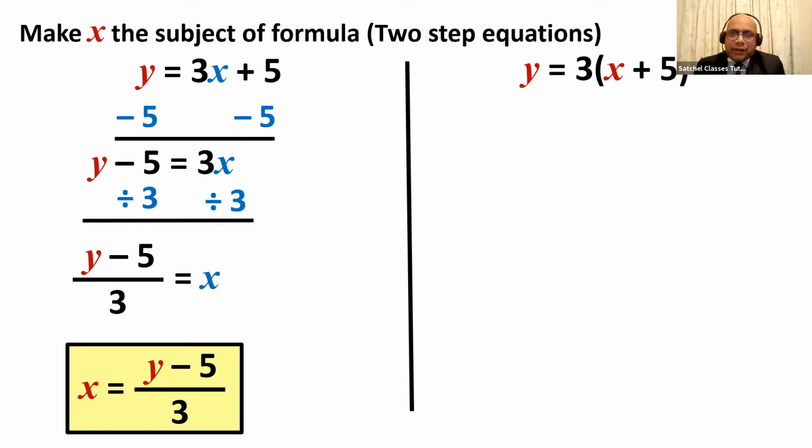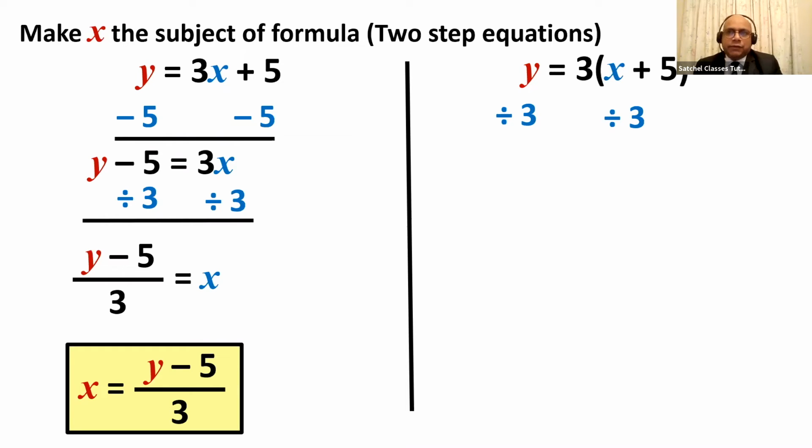So in this case, it will be wise to first transfer the 3, because 3 is getting multiplied to both x as well as 5. So we'll first inverse 3. 3 getting multiplied, the inverse of that is divide. So the first step is to divide by 3.